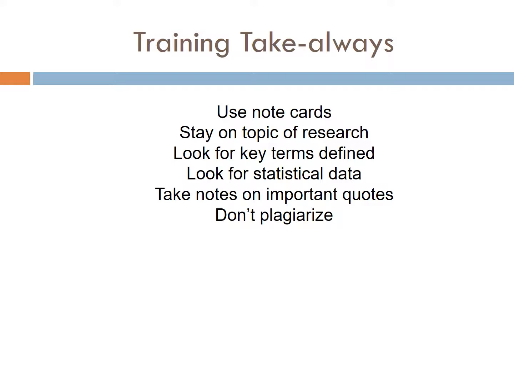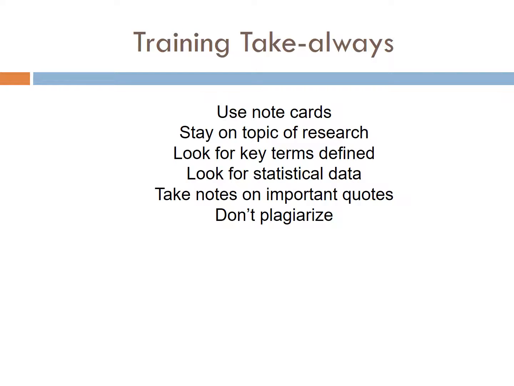You also want to stay on topic of your research. You want to make sure that if you're studying young teenagers in prison, you stay on the topic of young teenagers in prison. There are so many different topics under that, but you still want to make sure that you stay on that topic. You also want to look for the key terms that are defined within your reading and within your research. And with that, understanding what the key words mean and what the terms are, you are better able to understand what it is you're analyzing.